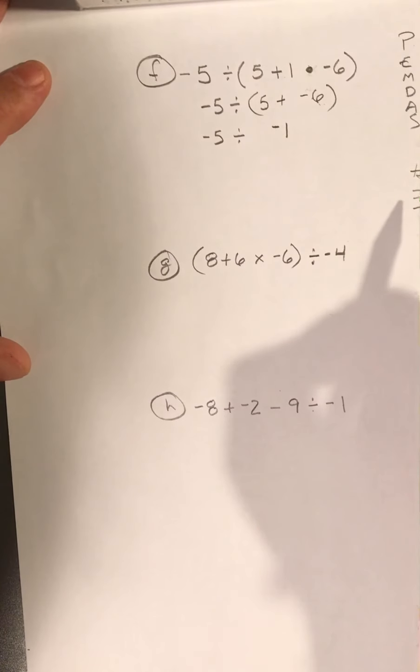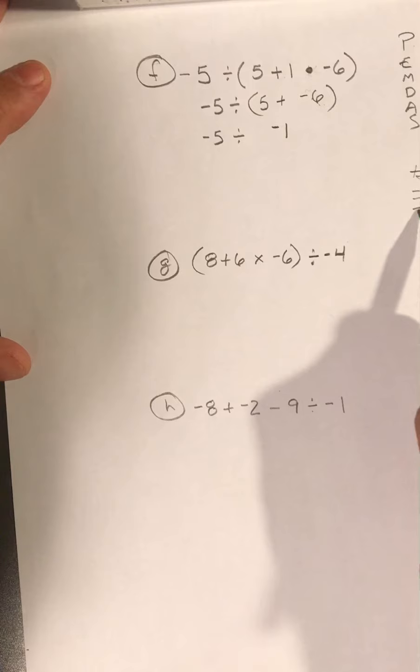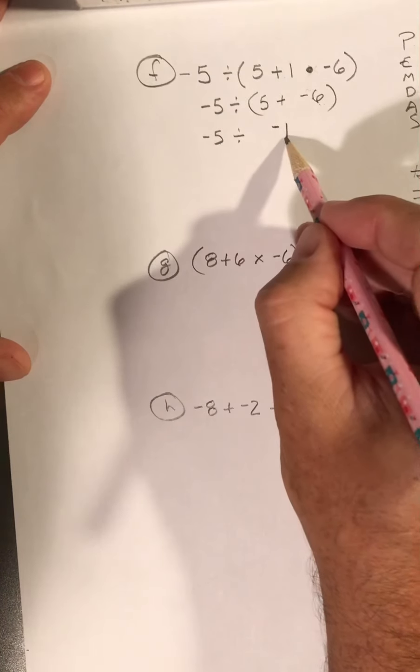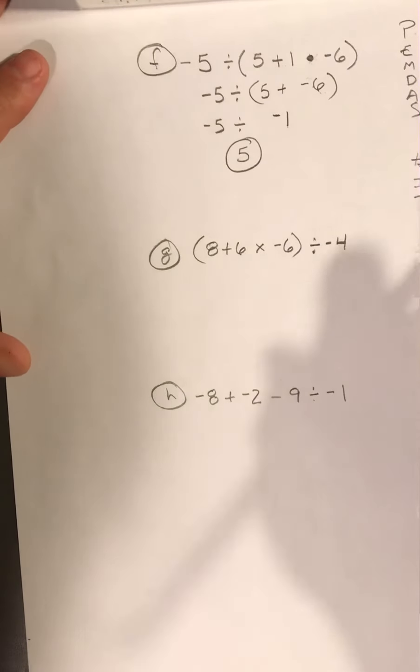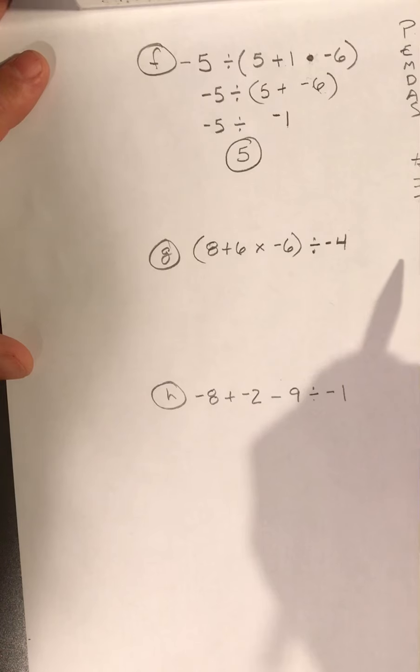Negative 5 divided by negative 1. Well, my chart here says negative divided by negative is a positive. So negative divided by negative is a positive, and I'm done. All right. Follow along again.